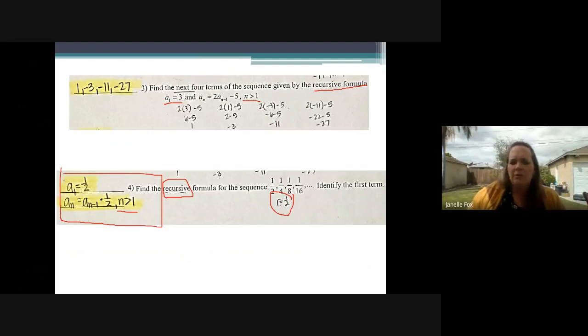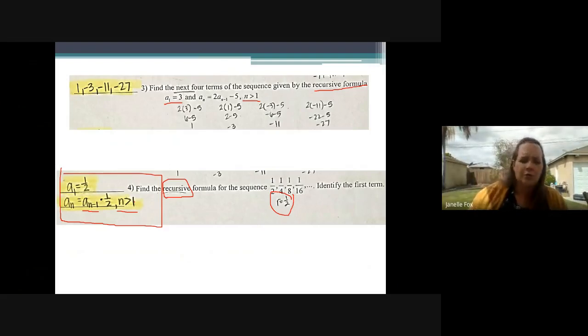I'm multiplying by 1/2 each time. So I'm going to say a sub 1 is 1/2. And then what am I doing to each term? So a sub n is a sub n minus 1. Remember, this is the previous term times 1/2. And then starting with n greater than 1, starting with the second term, that is how I would get that guy right there.